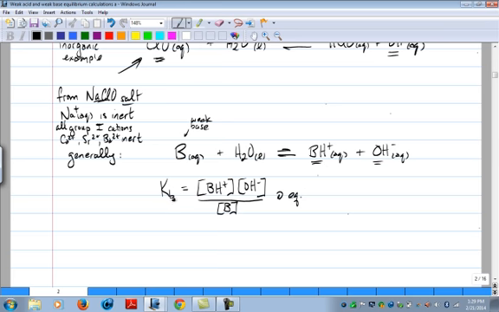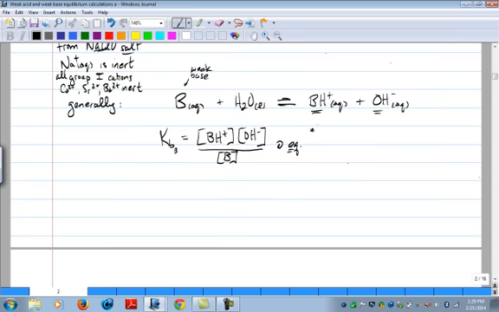So you'd have a K expression, an equilibrium constant expression for a given base B, of the conjugate acid and hydroxide concentrations at equilibrium in the numerator and the base concentration at equilibrium in the denominator. And water again doesn't show up because it's a liquid, and pure liquids and solids do not appreciably change in concentration at a given temperature.